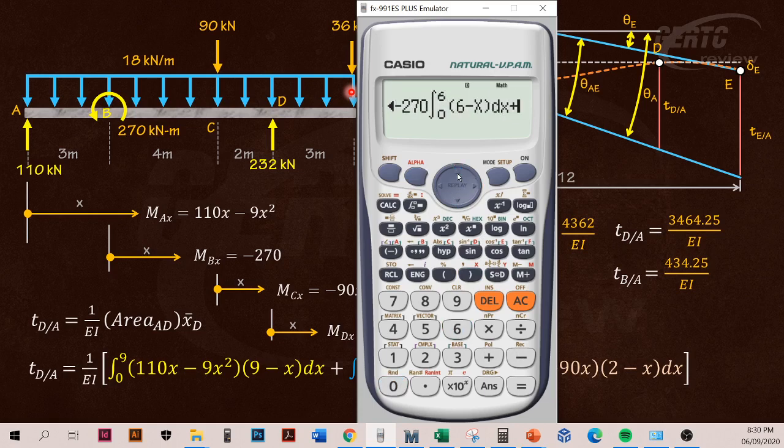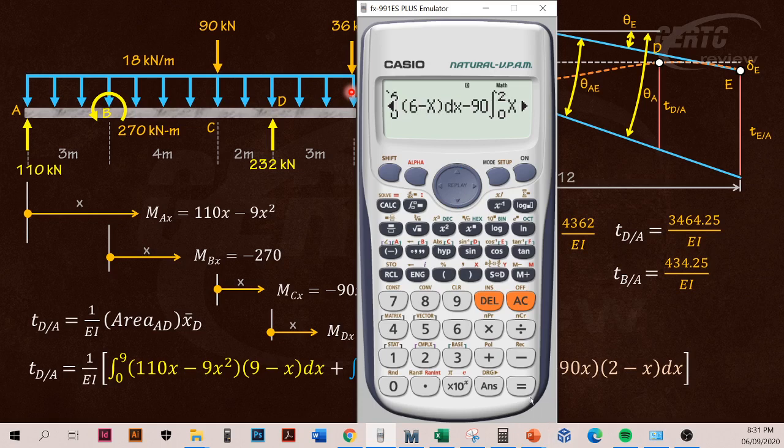Okay, and then plus negative 90 times the integral of x, shift x. Alpha x times the moment arm, which is 2 minus alpha x, close parentheses. I hope this is clear. This is correct, from 0 to 2.